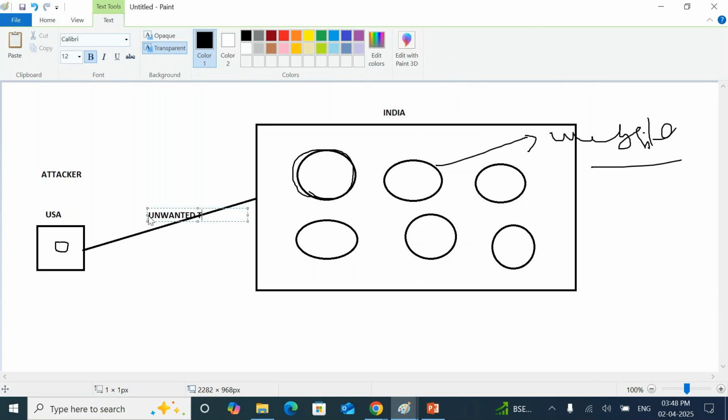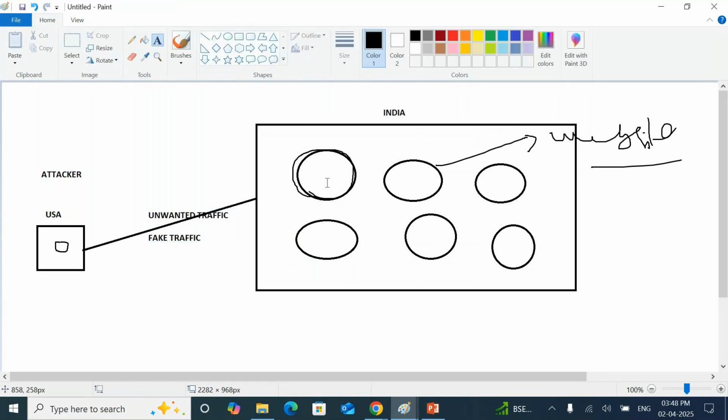unwanted traffic. That means fake traffic, sir, fake traffic. Let's say, for example, this server can handle some thousand people's traffic. This attacker is trying to send 10,000 people's traffic with some suspicious activity. In this case, this server will try to shut down. In the same way, he will try to corrupt all the servers which are serving the website.